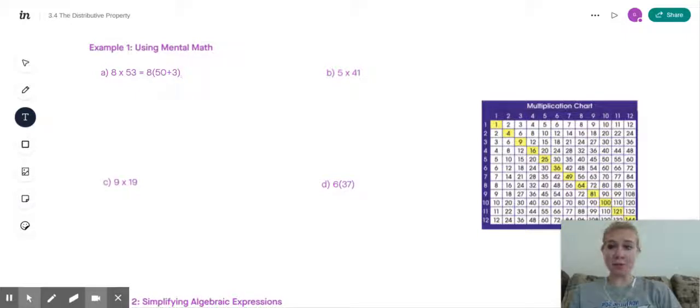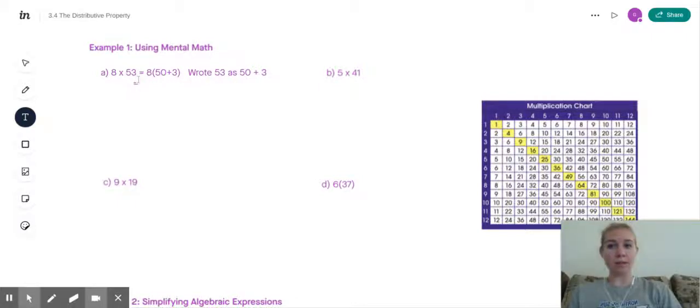And I chose 50 plus 3 because I just use what's in the tens place, which is a 5, and I know that 5 really represents 50. And then I used what's in the ones place, which is 3, and I know that 3 really represents 3. Okay, so what I did is I wrote 53 as 50 plus 3.